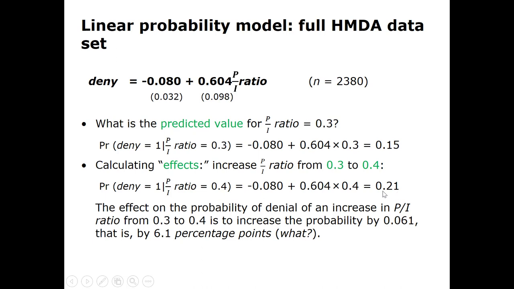So what's the change in probability of denial when my PI ratio increases from 0.3 to 0.4? Then that's the difference between this value and that value. So here it is. The effect on the probability of denial of increasing the PI ratio from that value to this value is an increase in the probability by about 6 percentage points. Wow, that's a huge increase, isn't it? Well, we will see in the following few slides, after the linear probability model, we will come up with other models and see what this value actually means.